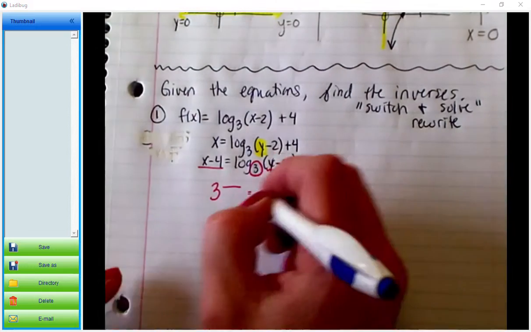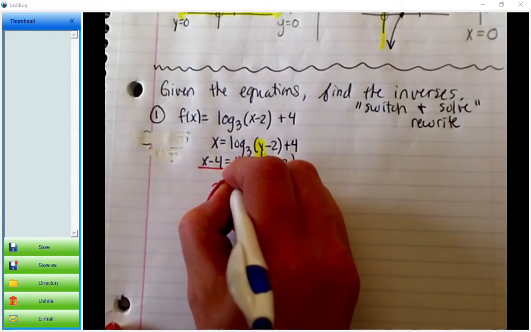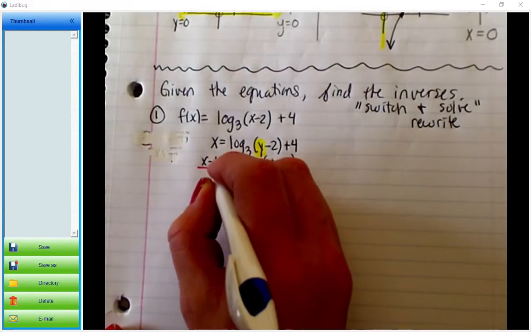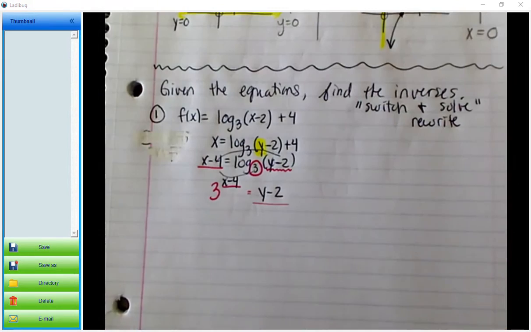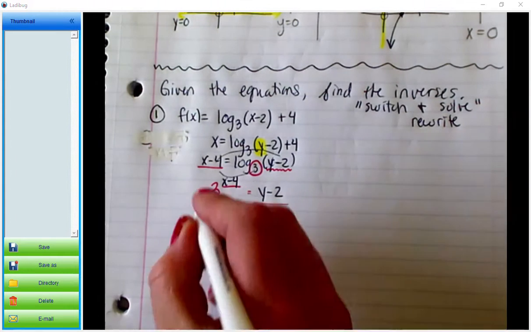Okay. 3 to the x minus 4 equals. Rewriting it is actually undoing the log. Can you get y equals? Yeah, add 2.